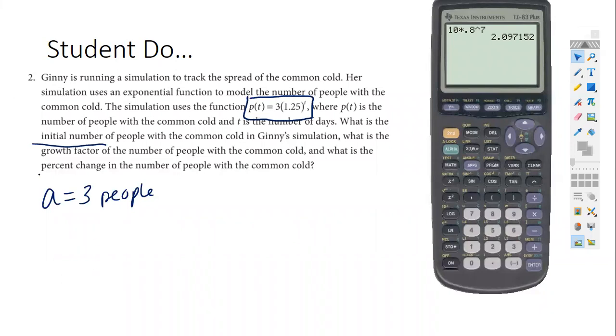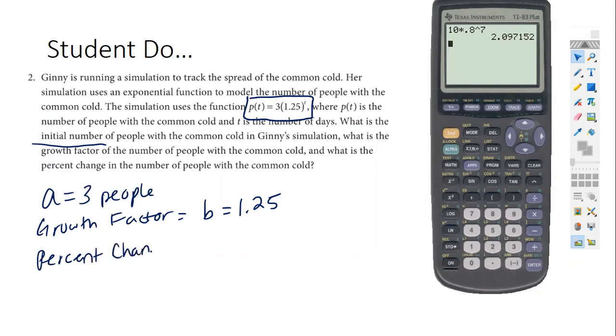Okay. Your growth factor is your B value. So your growth factor equals your B value. And what's our B value? 1.25. So that's our growth factor. Okay. And then your percent change. And then why is it positive 25%? Exactly. It's an increase, right?